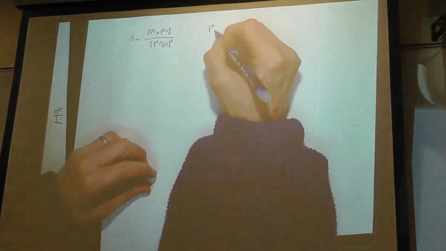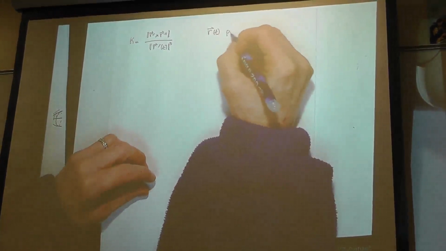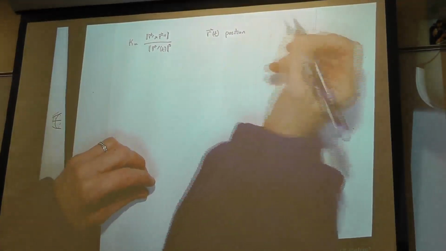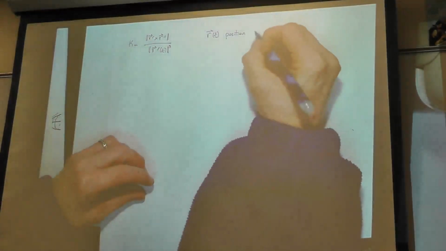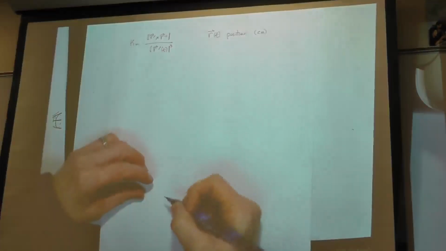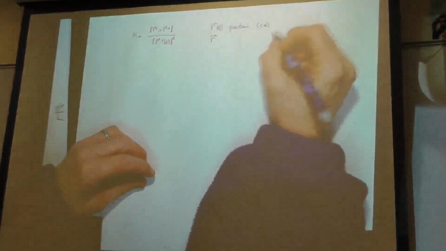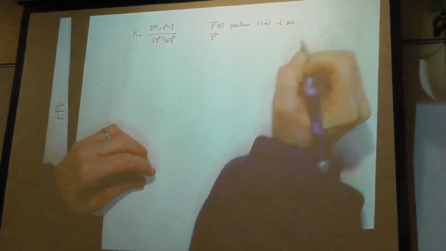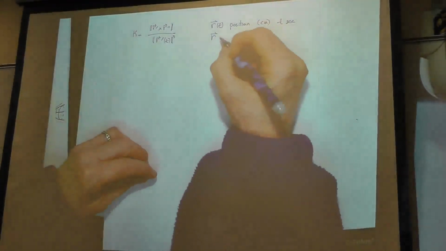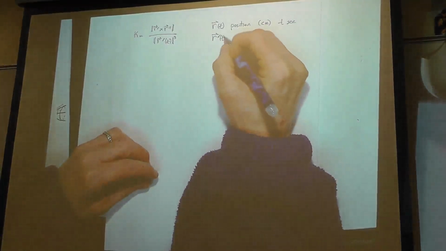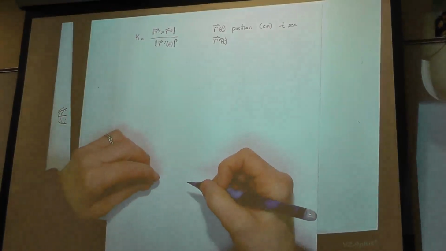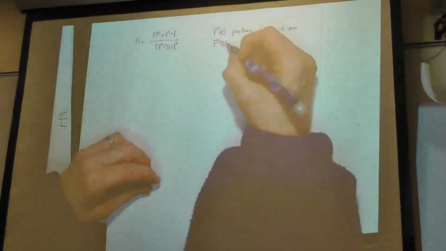For me to be able to get units, I need to have something to start with. So if I started with R of T being position, say it's in centimeters, and T, let's say, is in seconds, the units of R prime of T are going to be centimeters per second.